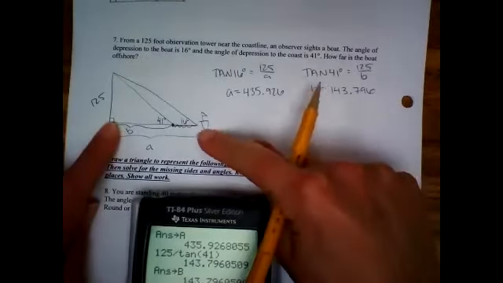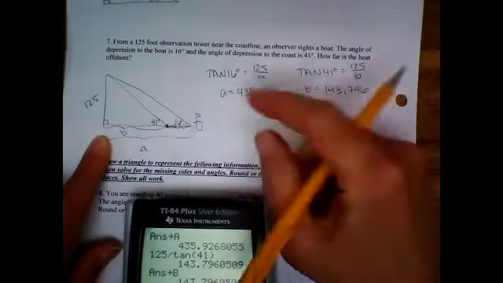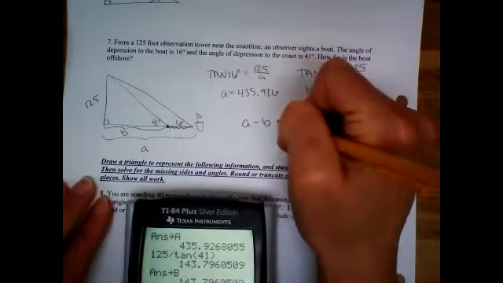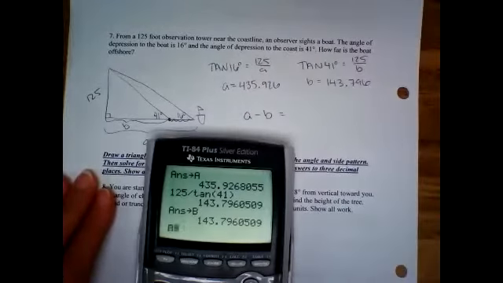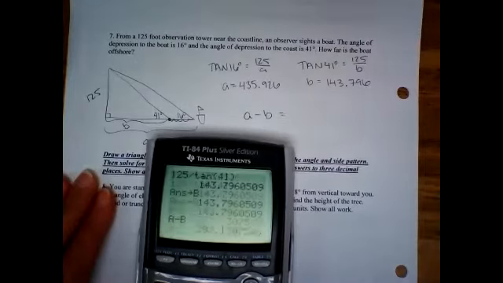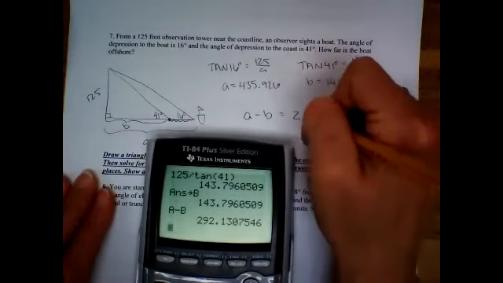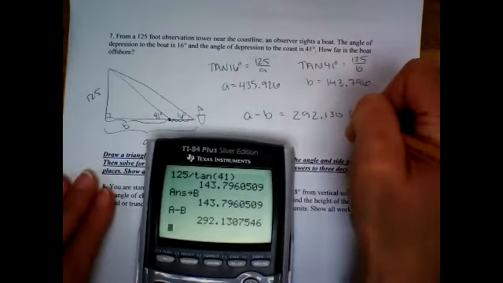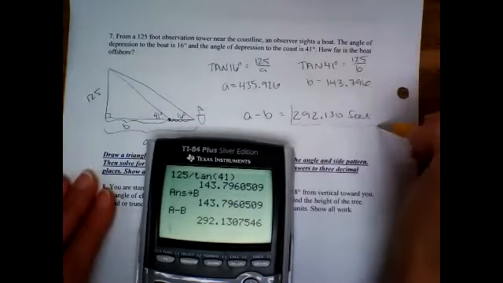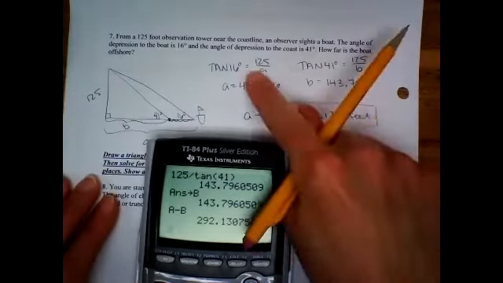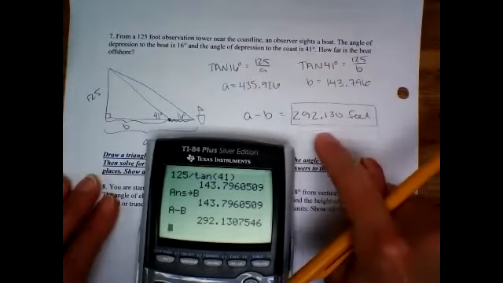So the whole thing is A, to here is B. If we want this distance, we're just going to subtract them. So A minus B. So I'm going to do alpha A minus alpha B. It will copy paste them for me. And I got 292.130 feet. So it's a 2-part problem. So you have to set up both of these and then subtract them to get the answer.